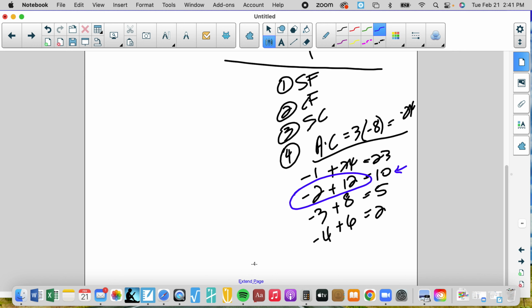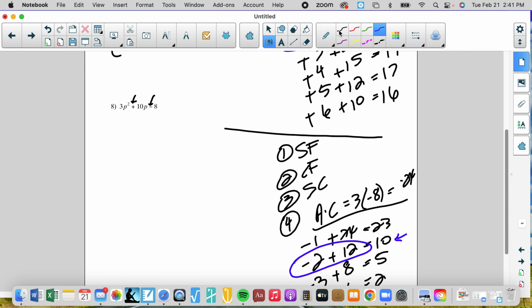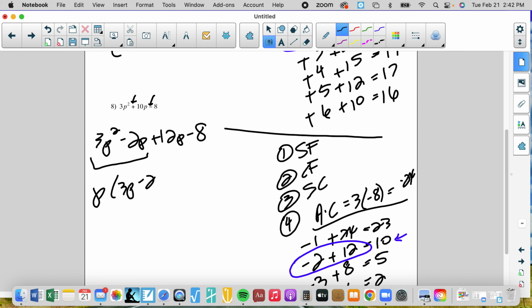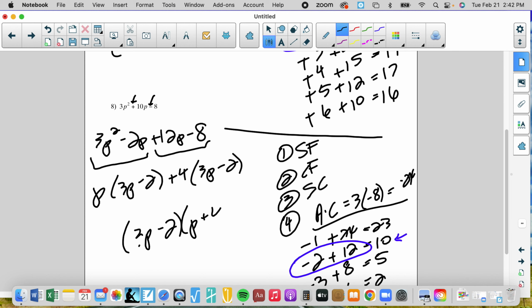So I'm going to use negative 2 and positive 12. Negative 2 and positive 12. I'm going to factor out a p, 3p minus 2. I'm going to factor out a 4, and that gives me 3p minus 2, 3p minus 2, p plus 4.